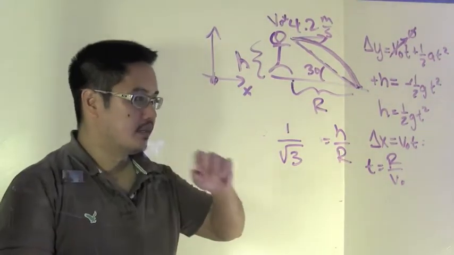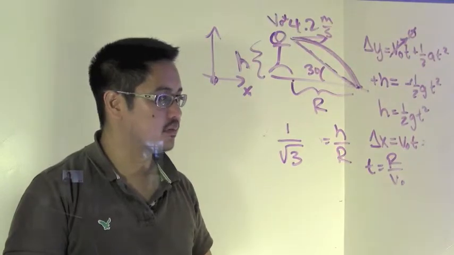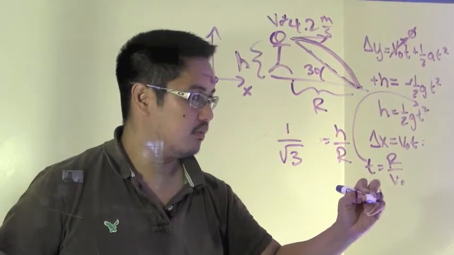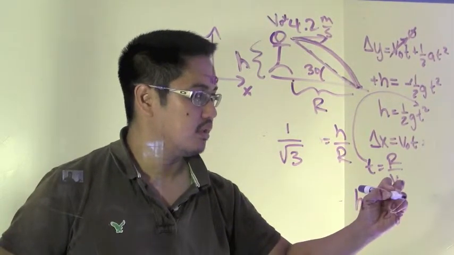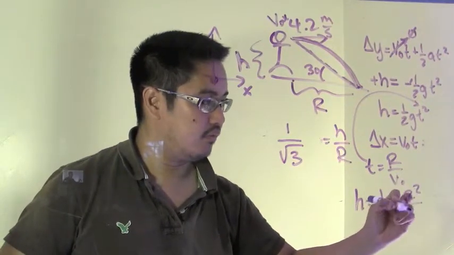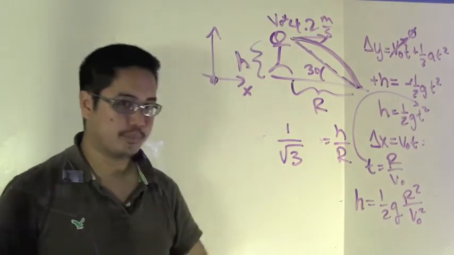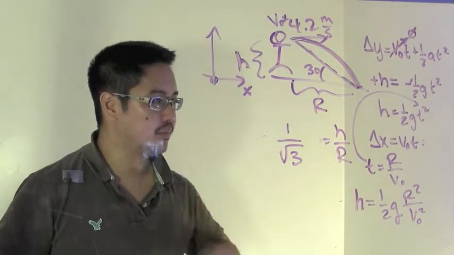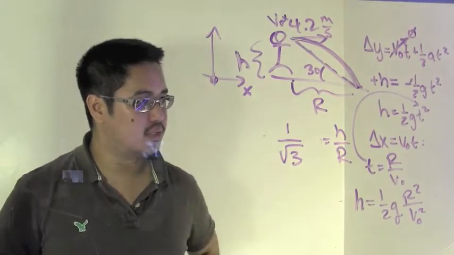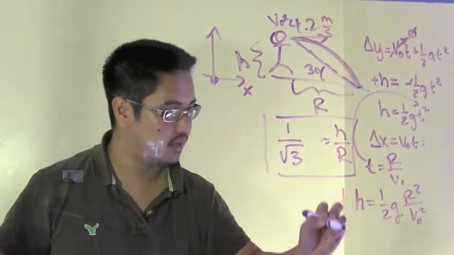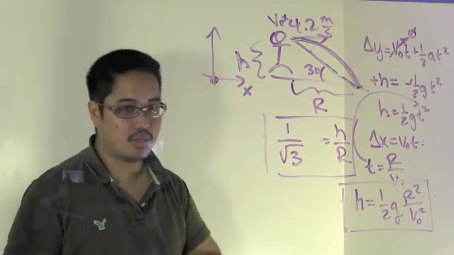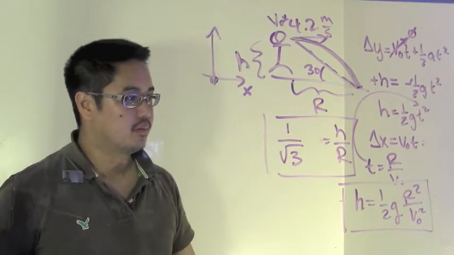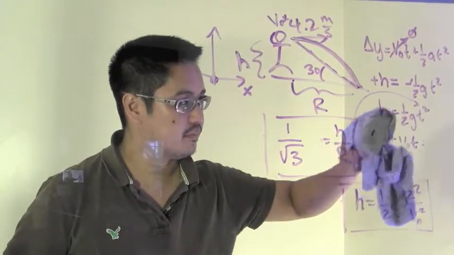Okay. So I can simply take this and plug it into here. That would be h is equal to 1/2 g r squared over v naught squared. All right? Now, this h is one equation. This is another equation. Are you good with that so far, so I can erase and give myself some room here? Okay. All right, here we go.